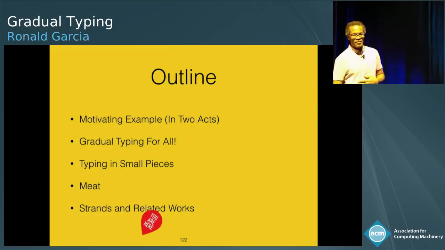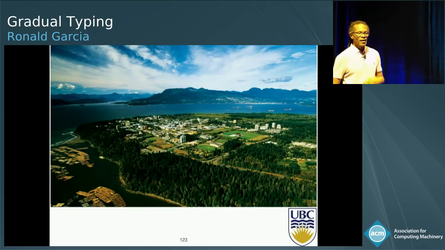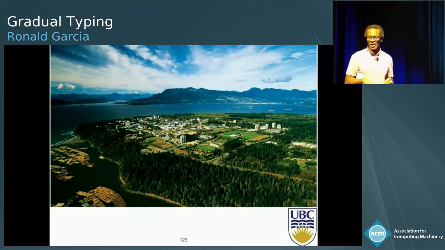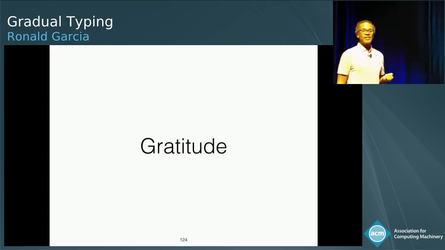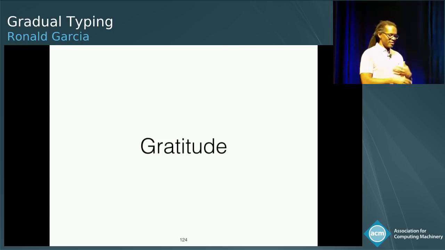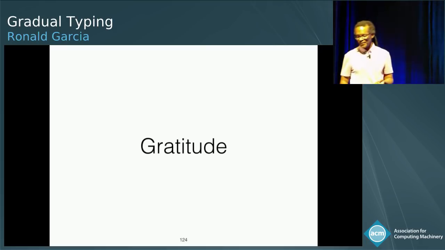So that's our strand of related work. That's my perspective from up on high at UBC in Vancouver of gradual typing. And before I end, I think it's really useful to take some time just to be grateful about so much that we have going for us and the people who've helped us get there.